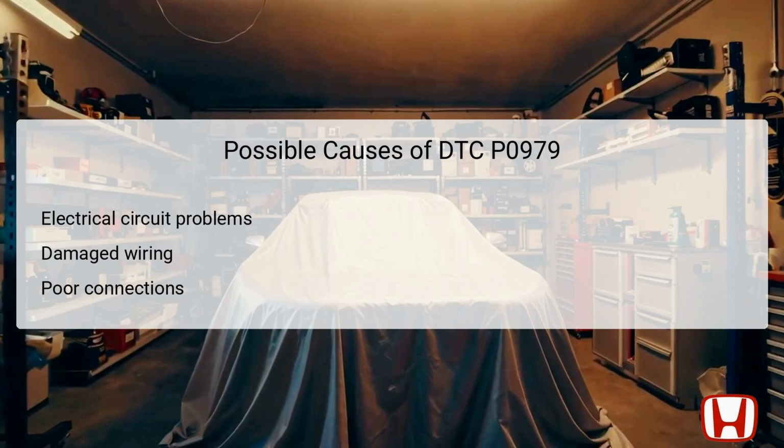First, there may be problems within the electrical circuit that controls the Shift Solenoid Valve C. This can arise from a variety of issues, including damaged wiring that may be frayed or shorted out. Additionally, poor connections or loose terminals between the solenoid and the powertrain control module, PCM, could be leading to erratic functionality or loss of communication.